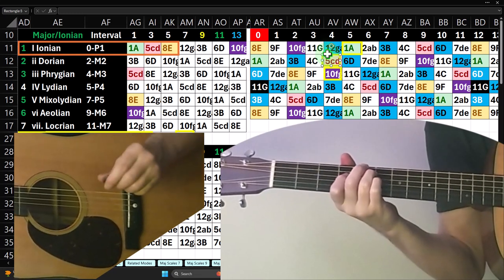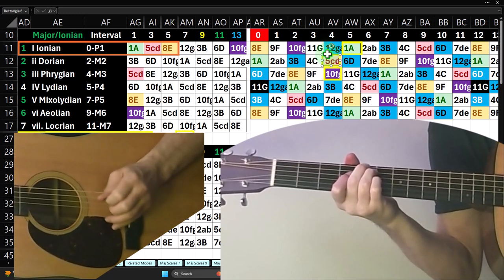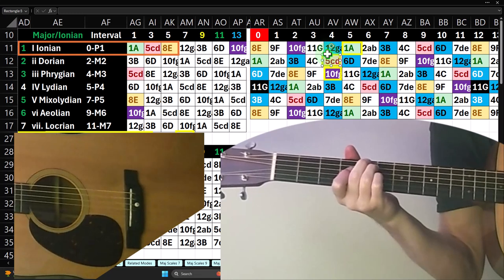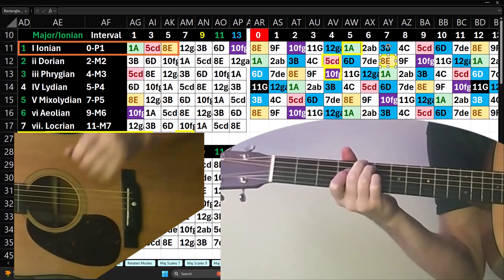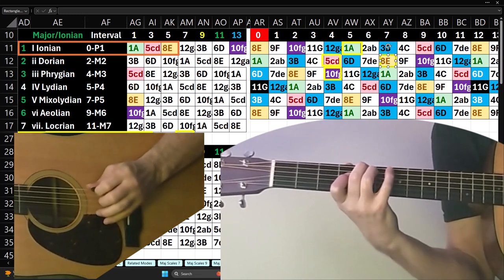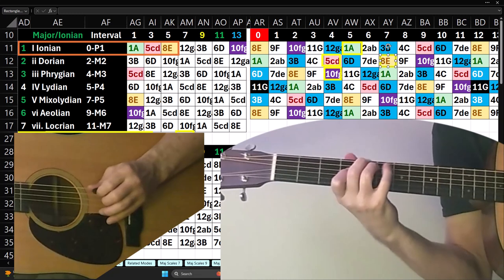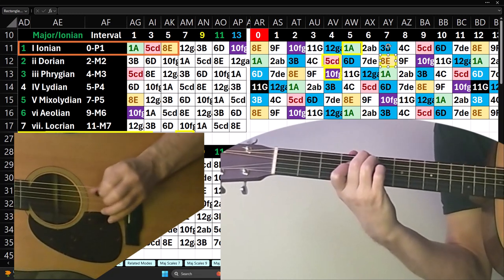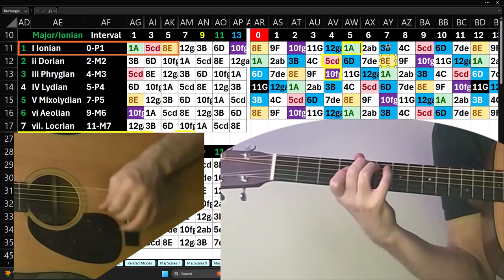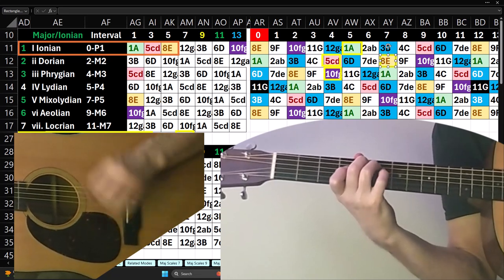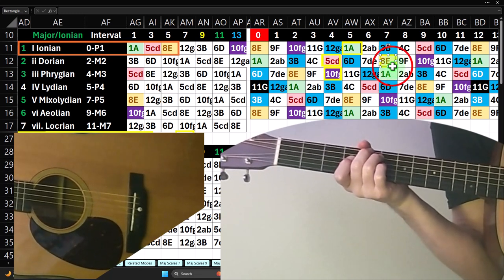So I can easily play the 1, 3, 13. I could go from there to maybe arpeggiating over to the five to get all my notes. So 1, 3, 13, 5. 1, 3, 13, 5. Kind of cool. I like the shuffle patterns.